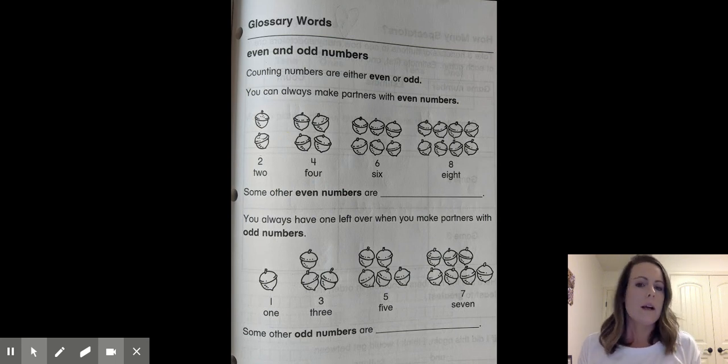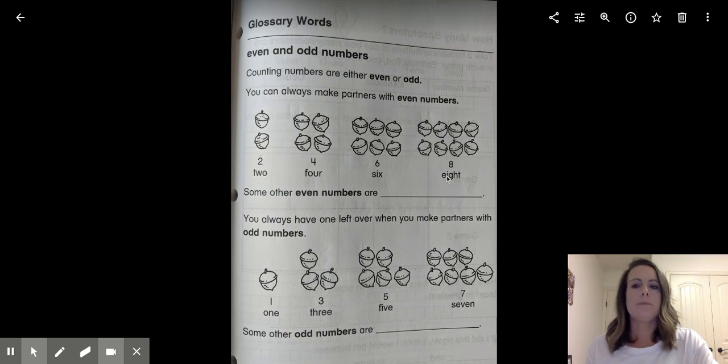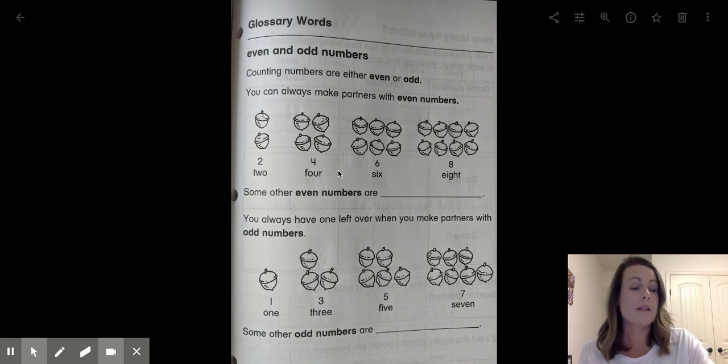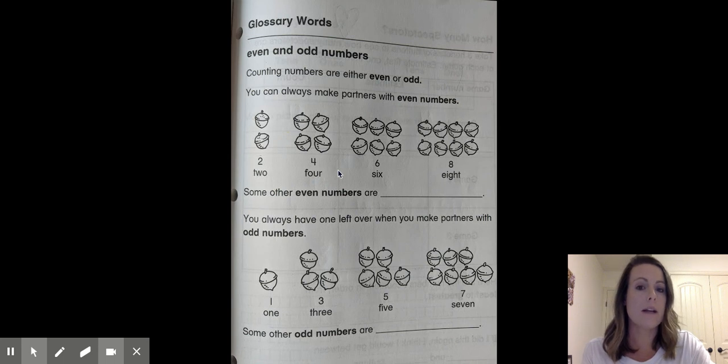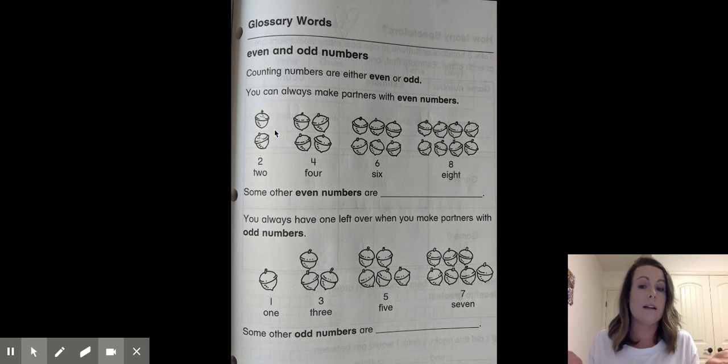So really quickly on this page, and then we're going to do some extra practice, look up at the top here, and we're just going to learn a couple new words, and that's even and odd. Every single number is going to be even or odd. The ones that we know are going to be even are ones that end in the numbers 2, 4, 6, or 8. And as you can see with our acorns here, you've got all of them partnered up. That's how you can know that something is even, because if they're even, everyone is going to have a partner. But if they're odd, you're always going to have one odd one left out.